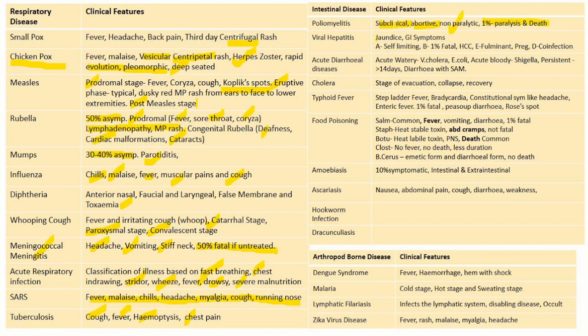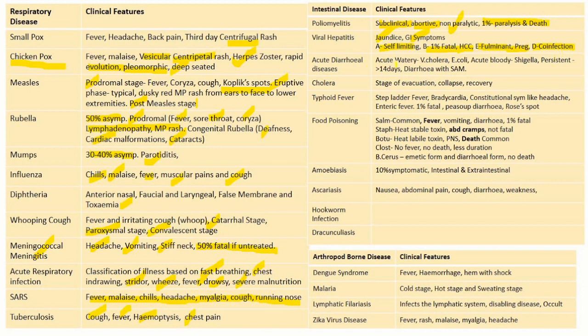Viral hepatitis causes jaundice and GI symptoms. A is usually self-limiting. B is 1% fatal, and hepatocellular carcinoma is also there. E will cause fulminant hepatitis, particularly along with pregnancy. D is dangerous when it is present as a co-infection with hepatitis B.